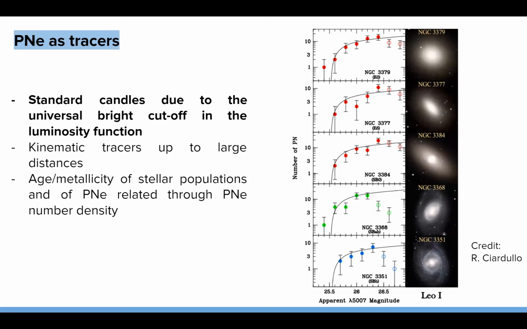So the first and usually the most popular thing about planetary nebulae as tracers is that if we look at their luminosity function, number of planetary nebulae versus the magnitude, in absolute magnitudes, most of the luminosity functions for planetary nebulae in other galaxies have a cutoff in the brightness that seems to be universal. So what this means is that we can use them to estimate distances. This is empirical, it's been seen across a very large number of galaxies.